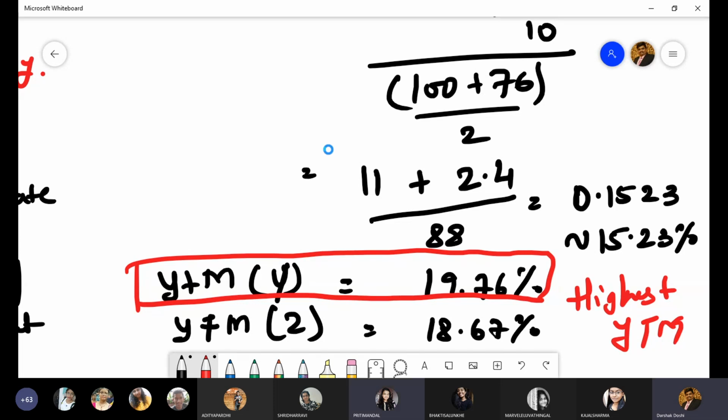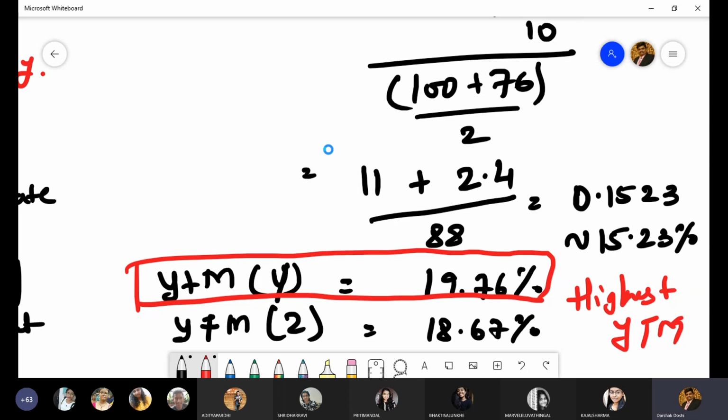Sir, can you repeat? Yes, I'm giving you the answer. When there are multiple bonds which fulfill the requirement of an investor, I repeat, when there are multiple bonds which fulfill the requirement of an investor, here the requirement was 17%, and bond Y as well as Z are fulfilling that requirement. Then, out of those bonds which are fulfilling the requirement, whichever has the highest YTM has to be selected.